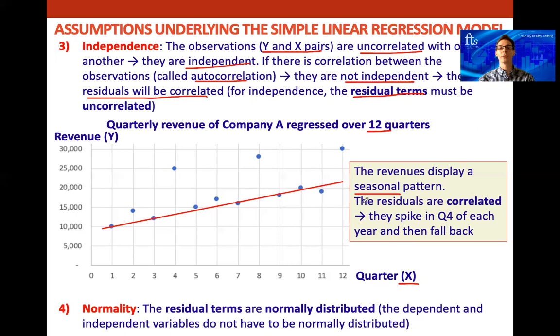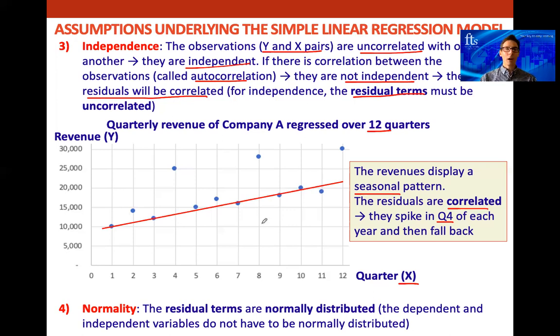So the residuals here, the difference between the actual value and the predicted value, are correlated because they spike in the fourth quarter of each year, and then they fall back in the first quarter of the following year. Right, so that is a problem. And if we've got this problem, then we cannot use our simple linear regression model.